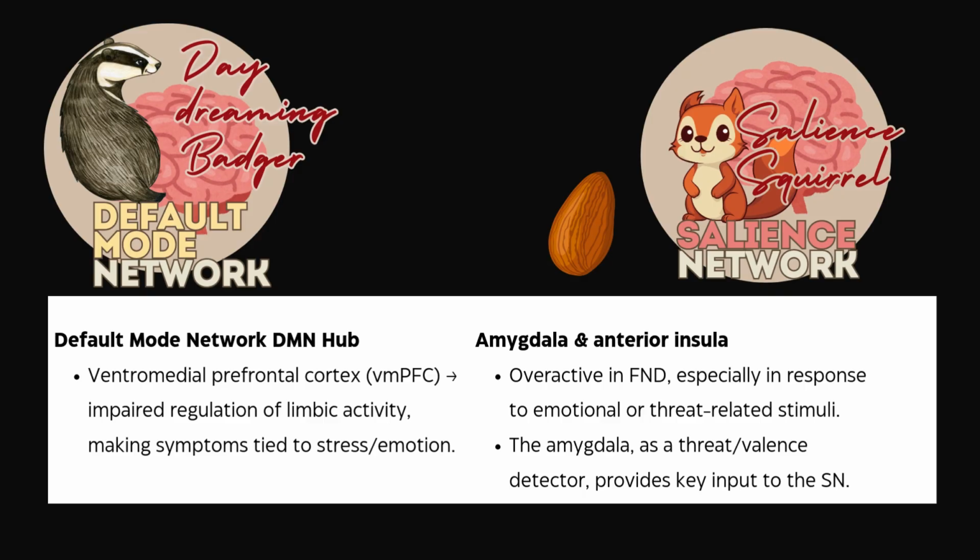The default mode network, or DMN hub, includes the ventromedial prefrontal cortex, which leads to impaired regulation of limbic or emotional activity, making symptoms tied to stress and emotions.